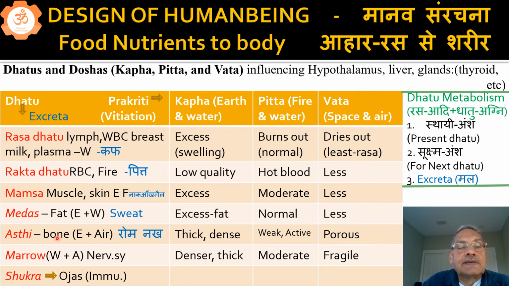And as we have discussed, earth plus air are responsible for the formation of Asthi. And its mala is the hair throughout the body and scalp, and also the nails. Now from Asthi, with the help of water and air, bone marrow is formed. Bone marrow is thicker and denser in Kapha people, while it is moderate in Pitta. At the same time, if a person is of Vata nature, it will become fragile.